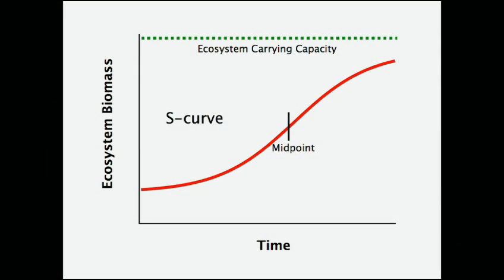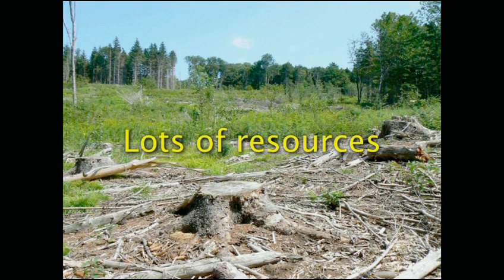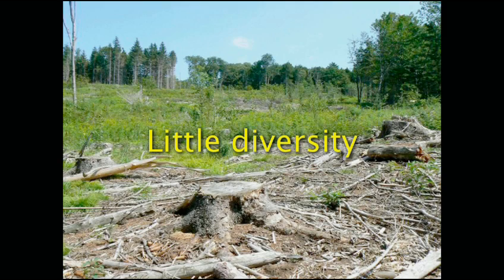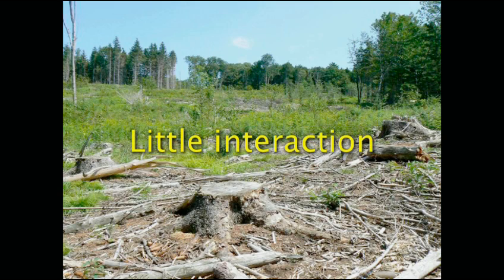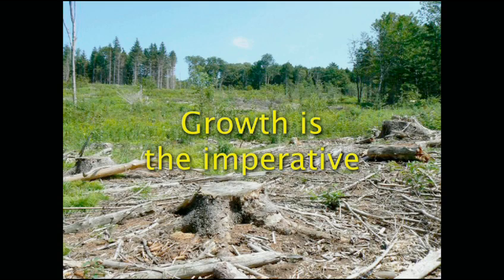Before the midpoint, the ecosystem is dominated by what are called pioneer species. And these pioneer species have lots of resources to make use of, lots of sunlight, soil, relative to the competition. There's very little diversity among them. They don't interact much with each other. They're in their own private, individualistic worlds. And growth is the big imperative. All right, that takes us partway up the curve.